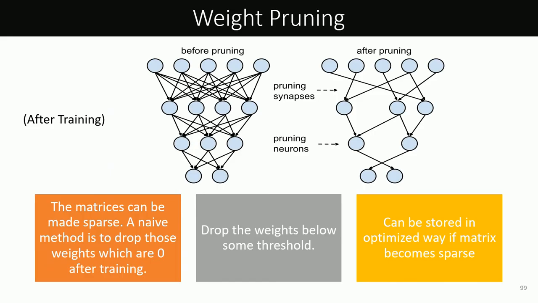So after training, if we apply a similar mechanism on artificial neural networks, we have the option to prune the weights. These are connections, and we call these weights. So we can prune some of the weights. Why are we pruning them? Because we want to compress our model so that we can deploy it in real time.